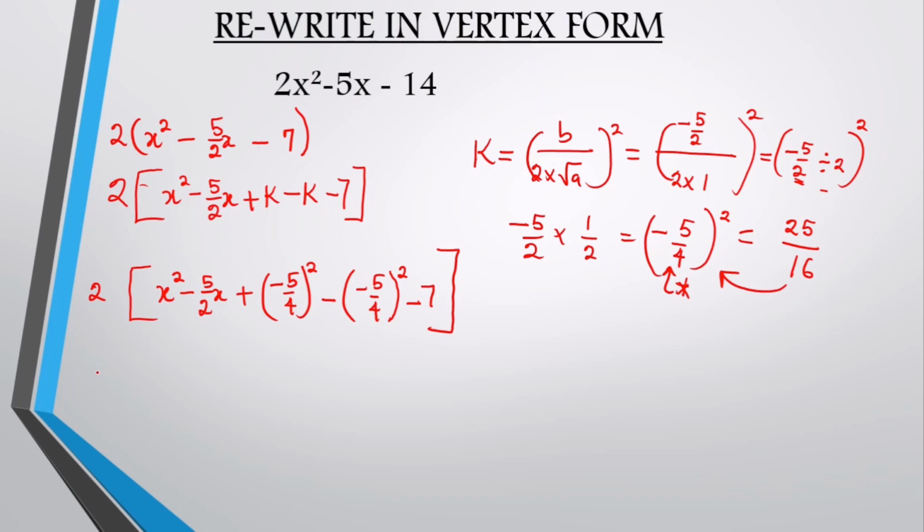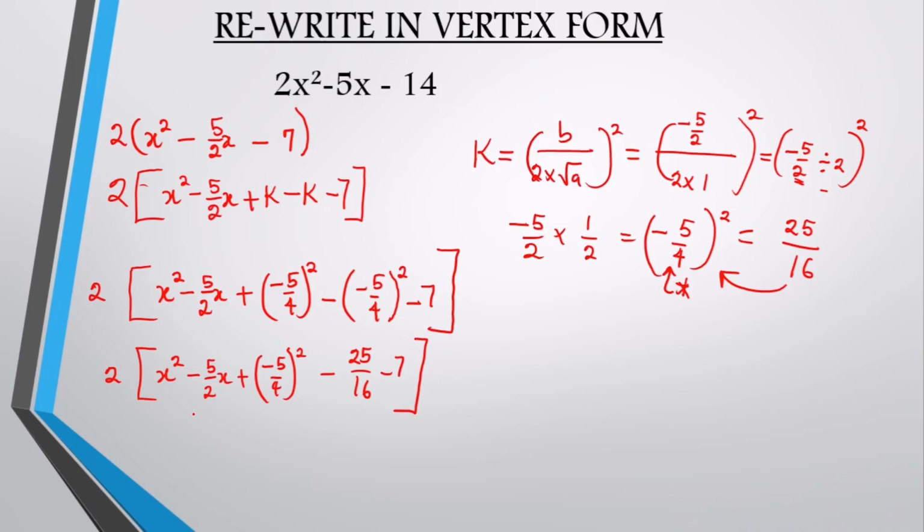So the next thing we do is this: 2 into the big bracket of x squared minus 5 over 2x plus, now bracket, minus 5 over 4, of course. Now minus, if I expand this, I'll go back to 25 over 16 minus 7.